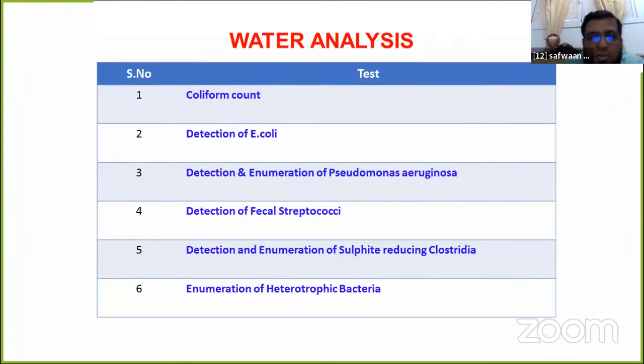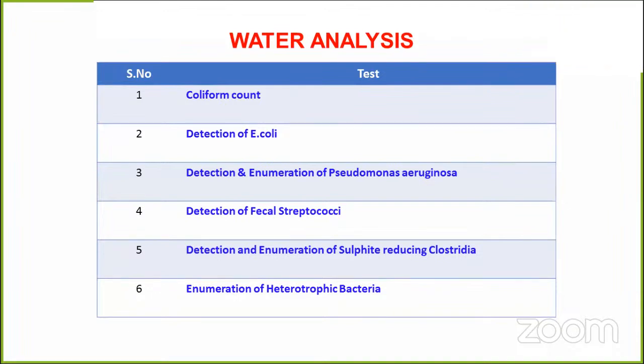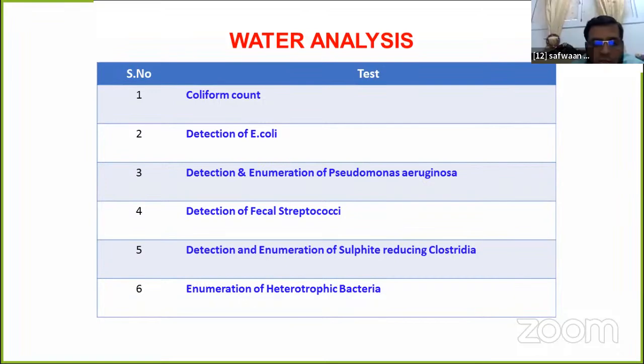Now coming towards water analysis, we have the test called coliform count. These are the different tests and different organisms tested in water analysis: coliform count, detection of E. coli, detection and enumeration of Pseudomonas aeruginosa, detection of fecal streptococci, detection and enumeration of sulfide-reducing Clostridia, and enumeration of heterotrophic bacteria. Out of these six, Pseudomonas aeruginosa is done by the filtration method with a 100 ml water sample, fecal streptococci also by filtration, and sulfide-reducing Clostridia by an anaerobic method.